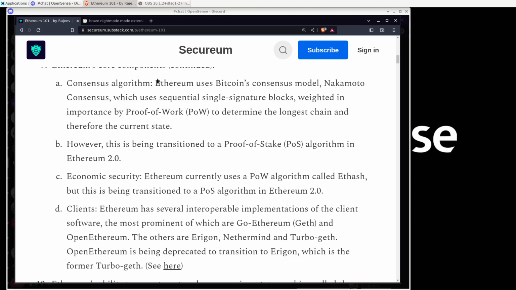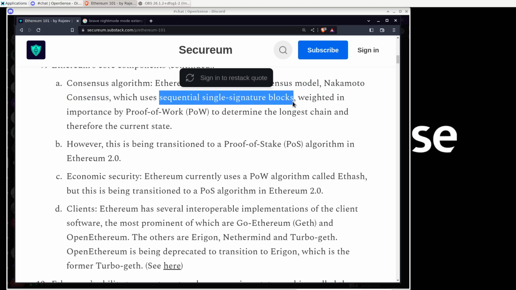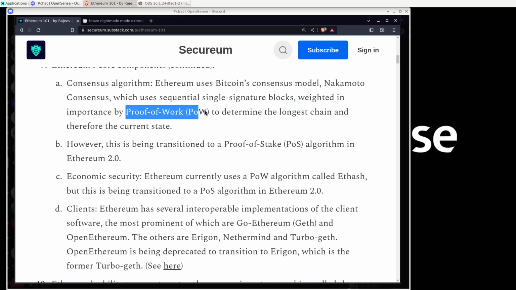So I'm gonna read that again because I didn't really understand. Ethereum uses Bitcoin's consensus model, Nakamoto consensus, which uses sequential single-signature blocks. So I guess we're talking here about how each block is hashed by the last block, weighted in importance by proof of work to determine the longest chain, therefore the current state. Awesome. So now I understood it.